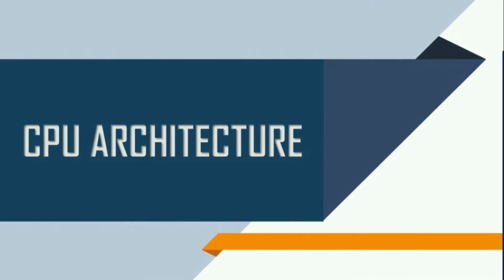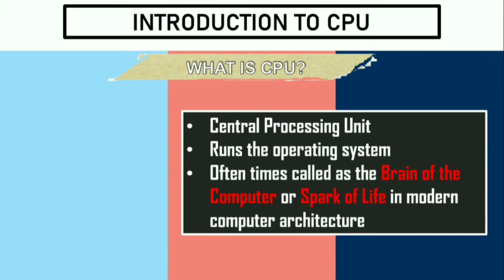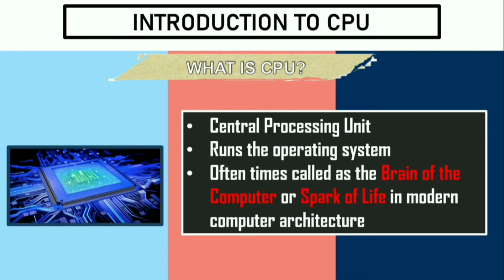So this time we'll be discussing the CPU architecture. CPU architecture has several underlying topics, but let's start off with a brief introduction to the CPU. So what is a CPU? CPU stands for Central Processing Unit, which runs the operating system, and it is often called the brain of the computer or the spark of life in the modern computer architecture.